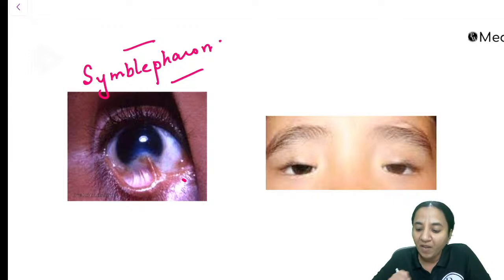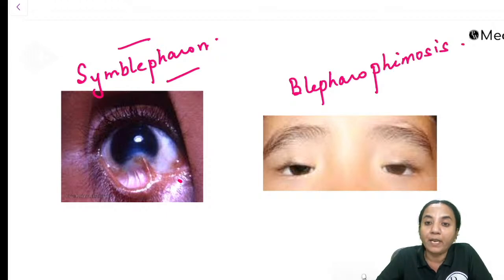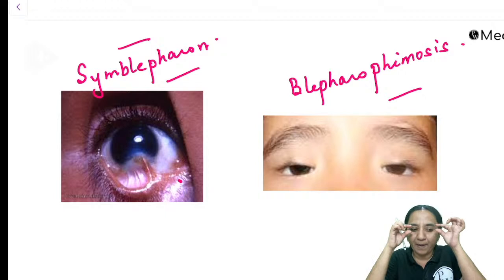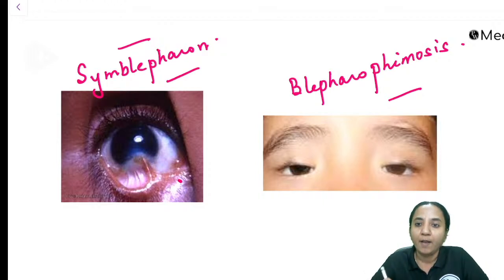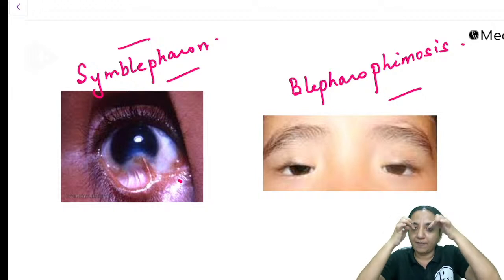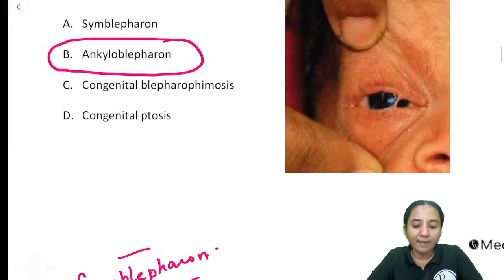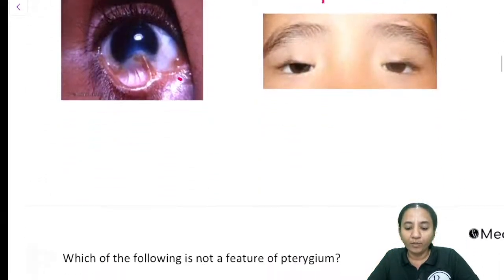This is a symblepharon. And this is a picture of blepharophimosis. So in blepharophimosis, you will see that there is a shortening of the palpebral aperture. The palpebral aperture appears small to you, and also sometimes you have epicanthic folds, that you can see in this picture. So this is blepharophimosis. Right? So the picture that's given to us in the question, this is ankyloblepharon. Right? Again, a completely image based question. Shall we go to the next question?